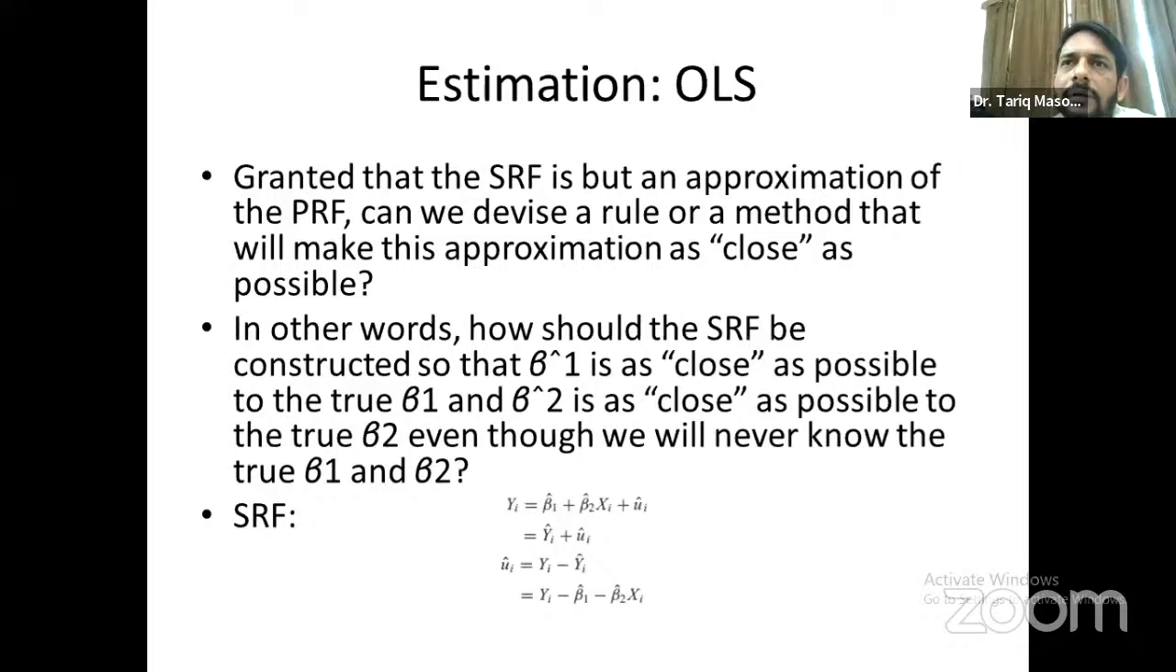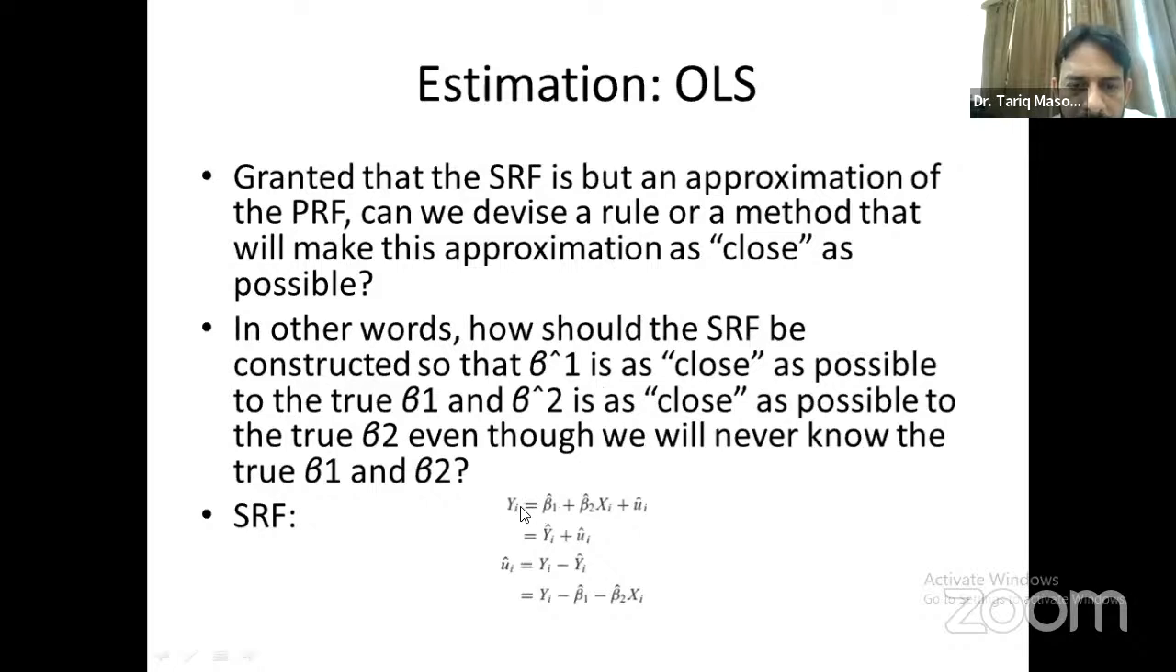Now the question is, what is the method of estimation? How do we derive beta 1 cap and beta 2 cap, which are as close to beta 1 and beta 2 as possible? In other words, how should the sample regression function be constructed so that beta 1 cap and beta 2 cap are as close as possible to beta 1 and beta 2, even though we never know the true beta 1 and beta 2 values. Now this is the next problem, that in reality we never know the true values. Still we are trying to move towards the true values.